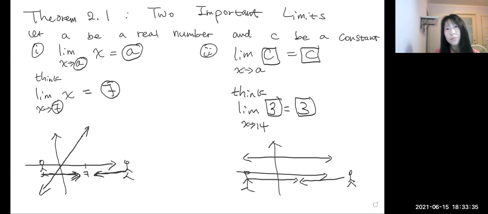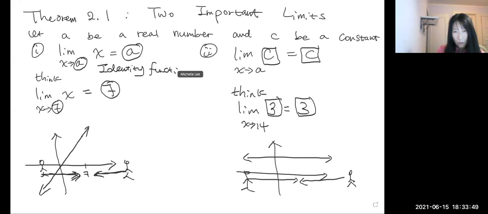Can you say the first one again? I get that the limit of the constant function is always the constant, but can you say the first one again? Yeah, so this is an identity function, right? If x approaches a number, then we get the number back, because it's the identity function. Okay? That makes sense, thank you.